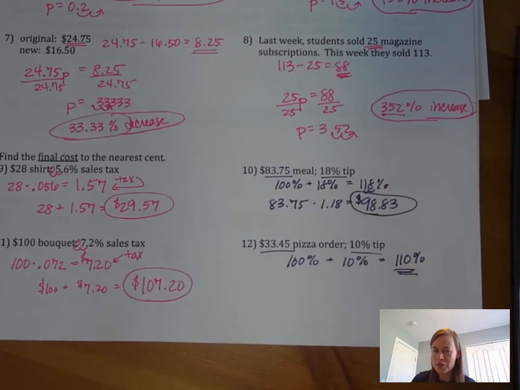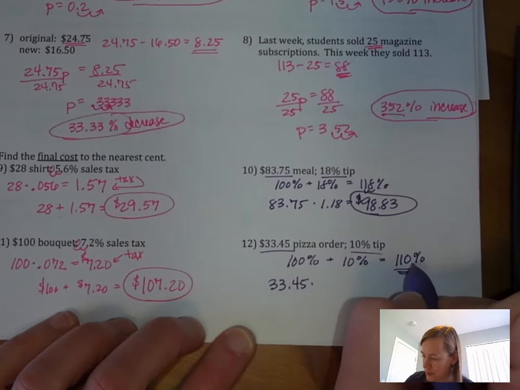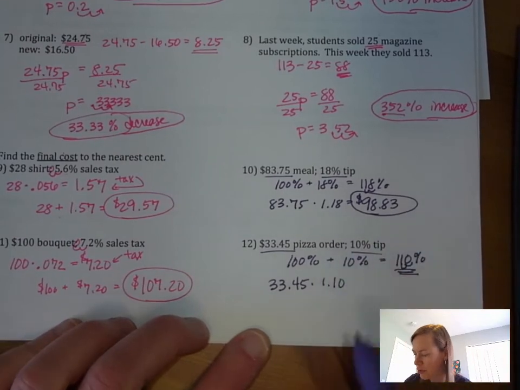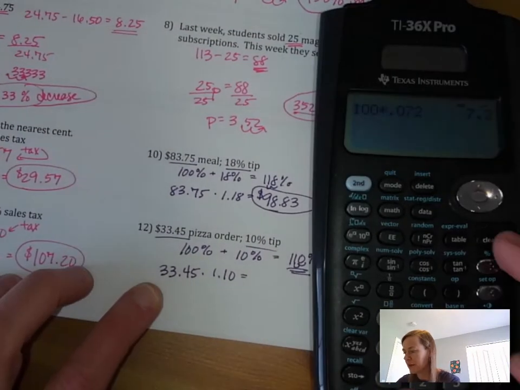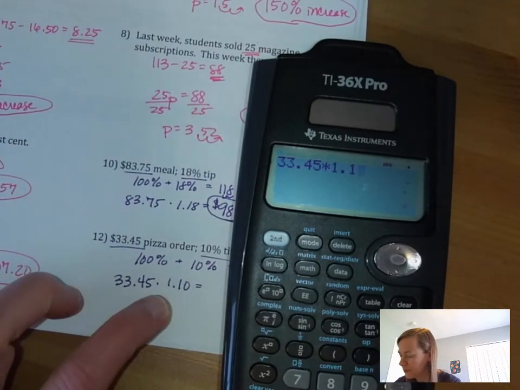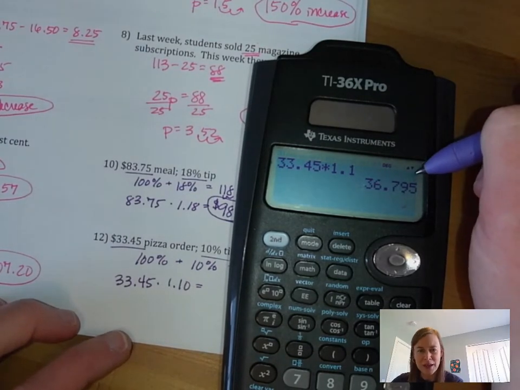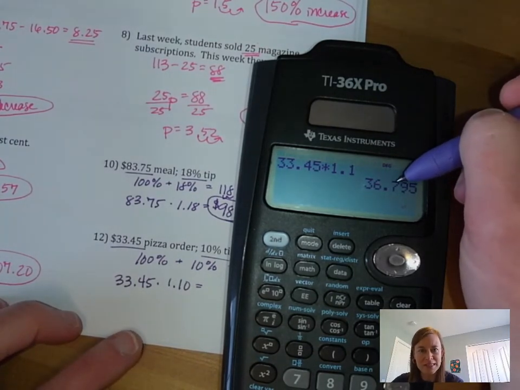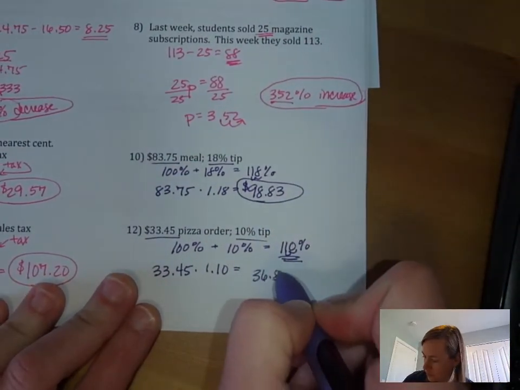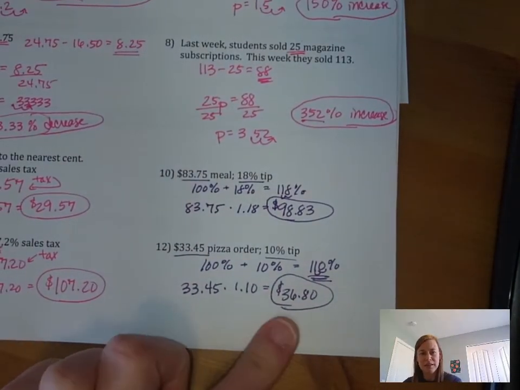And now this is what you're going to multiply the original price by. Of course, we're going to turn it into a decimal first, because that's what we always do. 33.45 times, move that decimal two places, 1.1. You can put the 0 or not. It doesn't make a difference. When I put it in the calculator, I'll probably skip it. 33.45 times 1.1 equals 36.795. Another rounding situation. This 5 is going to bump that 9 up, which is going to bump the 7 up to 8. So 36.80. And that is your final cost, including the tip.